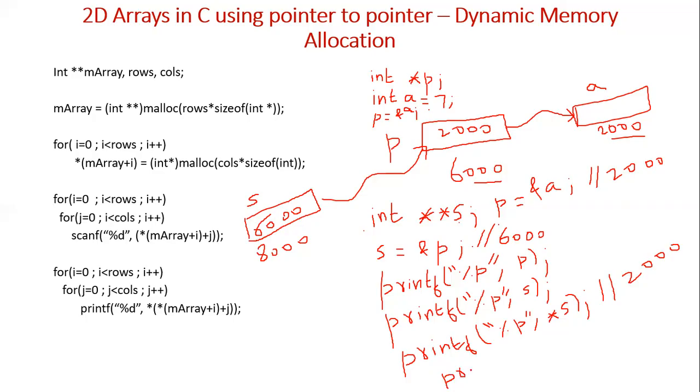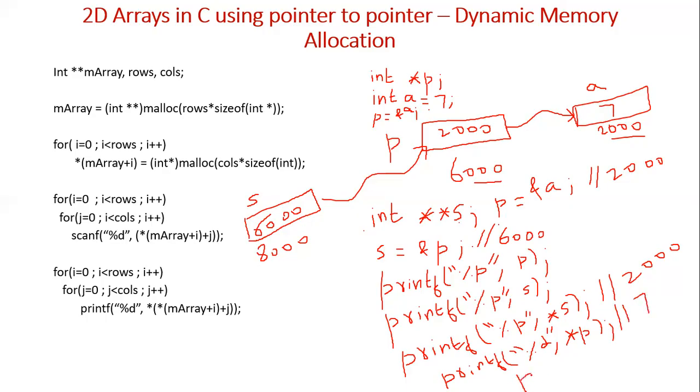If I give printf percentage D comma star P, what will it display? What is P? P is 2000, star P is value at 2000. What is the value at 2000? A contains 7. So value at 2000 is 7. So it will display 7, right?